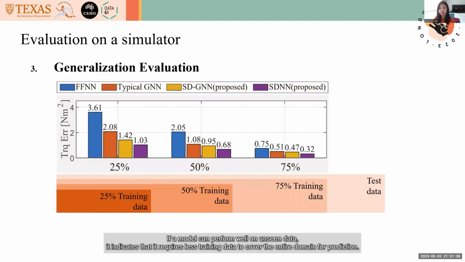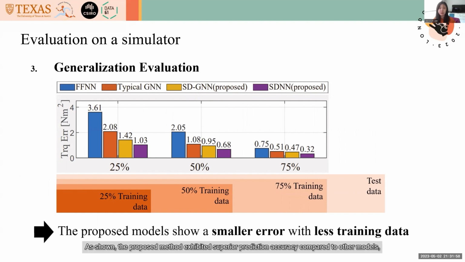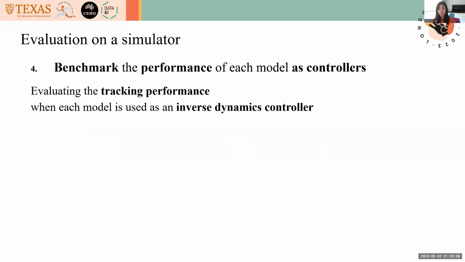If a model can perform well on unseen data, it indicates that it requires less training data to cover the entire domain for prediction. To this end, we compared the torque error over the entire data set when models are trained with 25%, 50%, and 75% of the data set. As shown, the proposed method exhibited superior prediction accuracy compared to other models and showed comparatively good performance when trained with a smaller portion of the data.